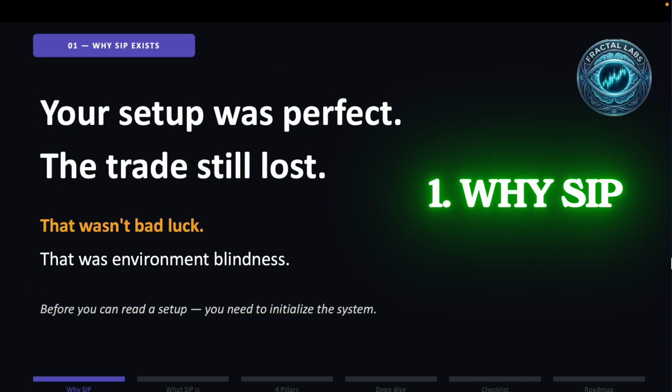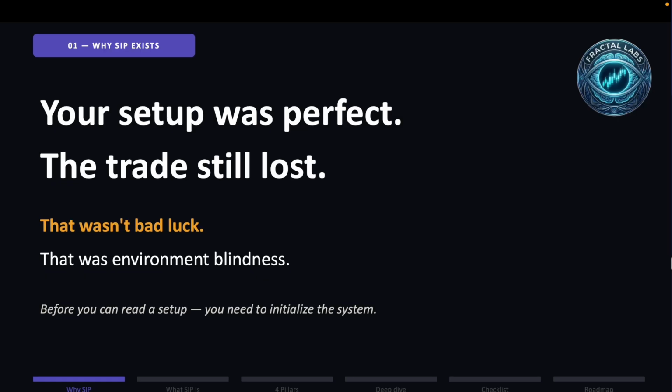So your setup was perfect, but the trade still lost. Most traders lose money not because they can't read a chart, but because they fail to understand the environment they are trading in. Sometimes you have a setup, the setup looks good, you take the trade, but the market just doesn't move or simply moves against you. This is why the System Initialization Protocol exists, because even before opening a chart, you already have a filter in place to help you select the best and highest probability days to look for a setup.